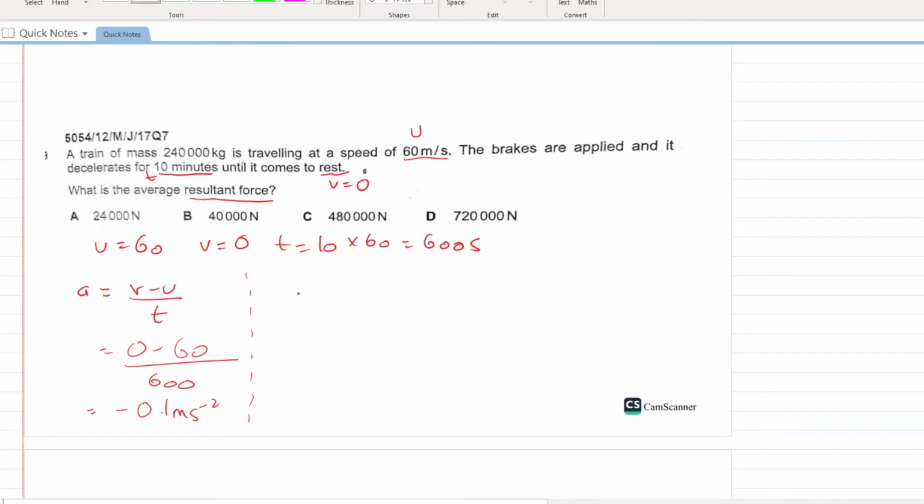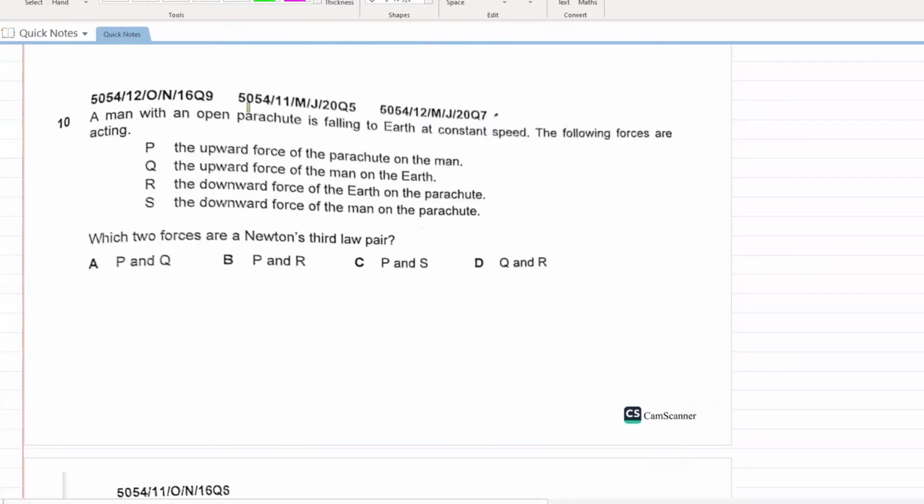If you are decelerating at this rate, what will be your resultant force? F is equal to ma. Your mass is 240,000 multiplied by the acceleration of 0.1. This gives you an answer of 24,000 Newton. Simple as that.